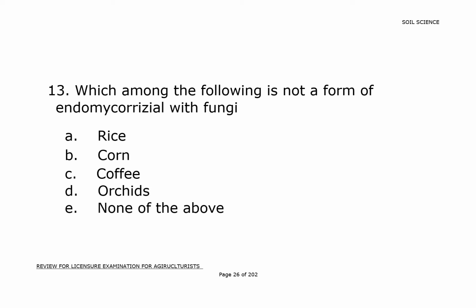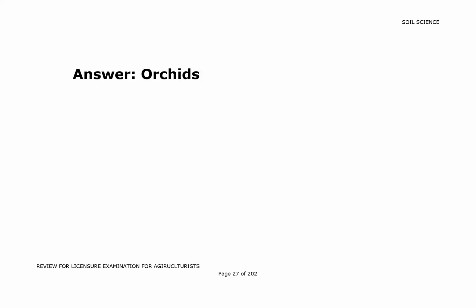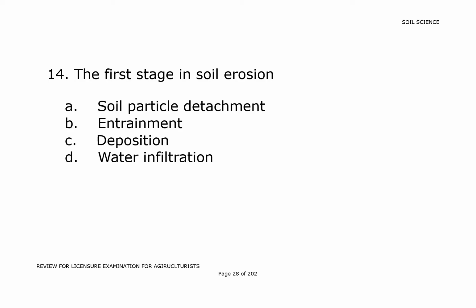Number 13. Which among the following is not a form of endomycorrhizal with fungi? A. Rice, B. Corn, C. Coffee, D. Orchids, or E. None of the above. The answer is orchids.